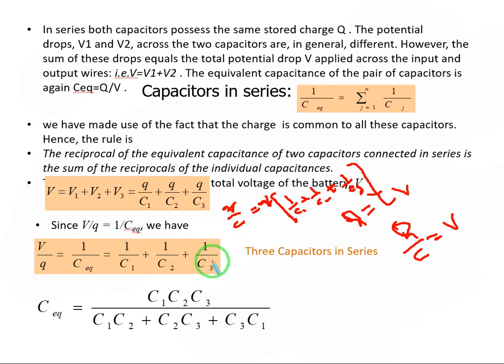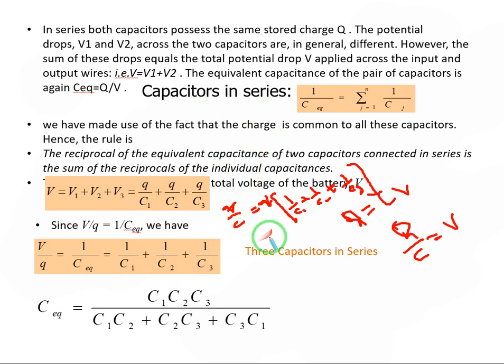So whenever you add capacitors in a series combination, this is the formula for how we can add the capacitance. We cannot add them simply like C1 plus C2 plus C3. No. This is the formula for how we add capacitors in series. Keep in mind, always use this formula in a series combination. Always use this formula in a series combination.